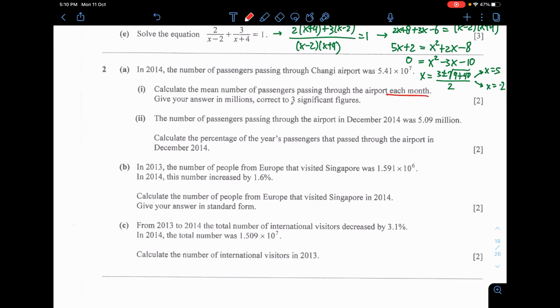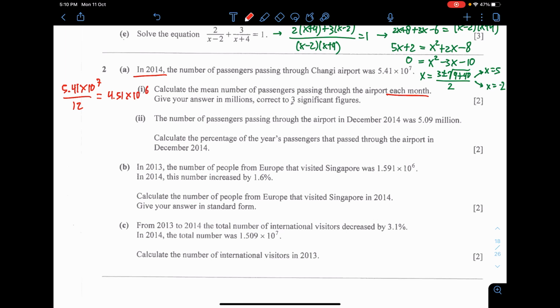Okay, so this question here, the claim is in 2014. So we can assume this is actually the number of passengers per year. Divided by 12 then, because they want each month. 5.41 times 10 to the power of 7 divided by 12. Yeah, this one you just key in the calculator. You'll get 4.51 times 10 to the power of 6.